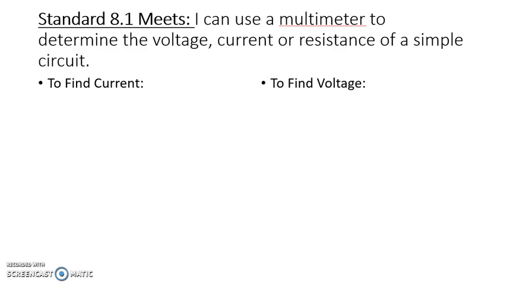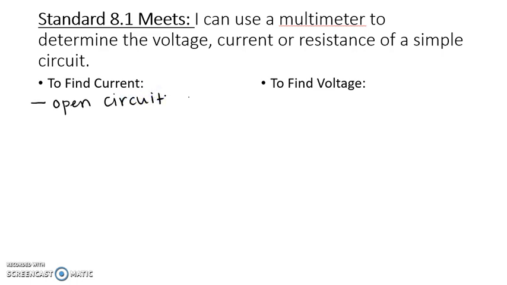All right, so for standard 8.1 meets, the questions that we're going to get at are asking you to use the multimeter to determine the voltage, current, or resistance of a simple circuit. So to do that, let's look first at the current. A couple of things need to be true if we're finding the current. The first thing that needs to be true is that it's an open circuit.